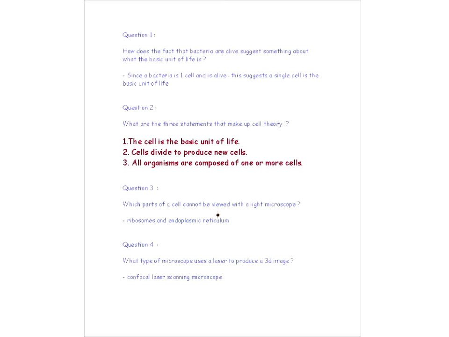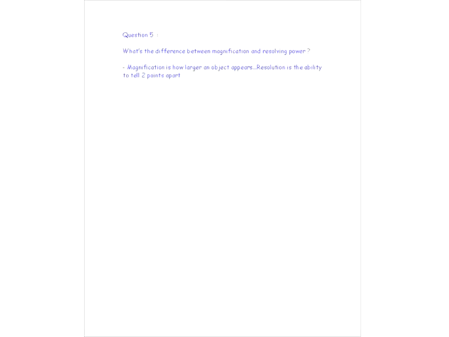What parts of a cell cannot be viewed with a light microscope? 2 parts, the ribosomes and the endoplasmic reticulum. Next question, what type of microscope uses a laser to produce a 3D image? Now that one was called a confocal laser scanning microscope. So you can see that it's got laser right in the name. Laser scanning microscope. Produces a 3D image.